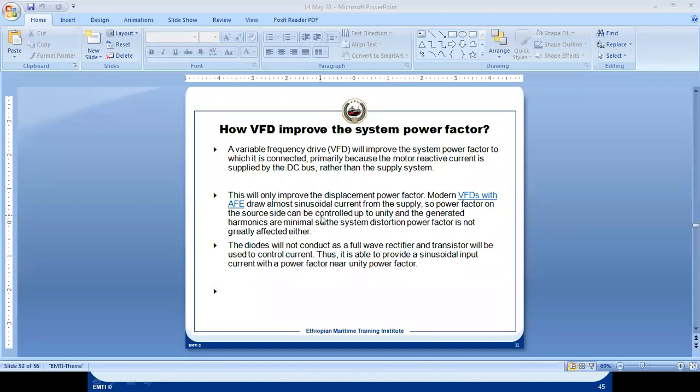So VFDs with AFE draw almost sinusoidal current from the supply, so the power factor on the source side can be controlled up to unity and generated harmonics are minimum, so the system distortion power factor is not affected. So VFD improves the power factor also, because you see the DC bus is all capacitors. So from there is the input which is going to the inverter side.